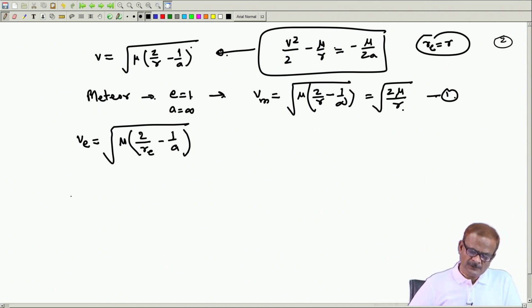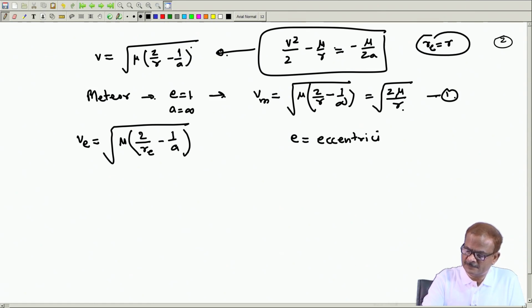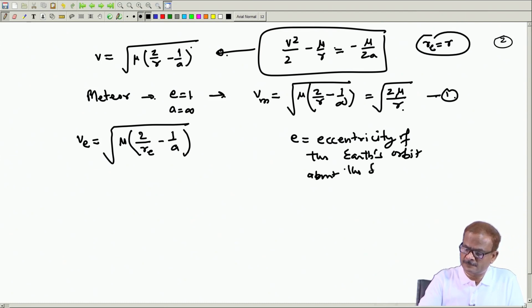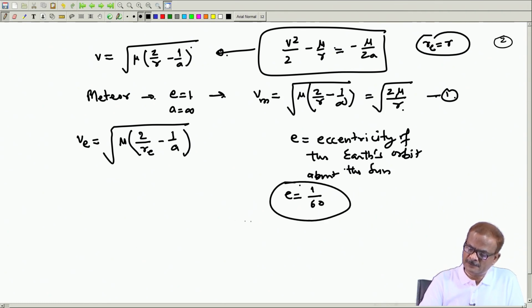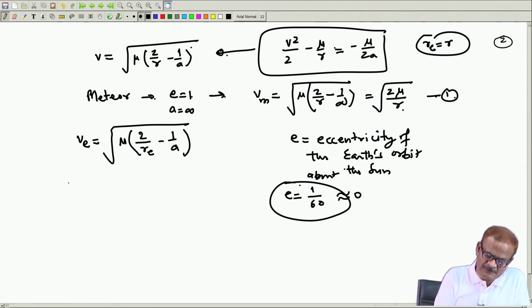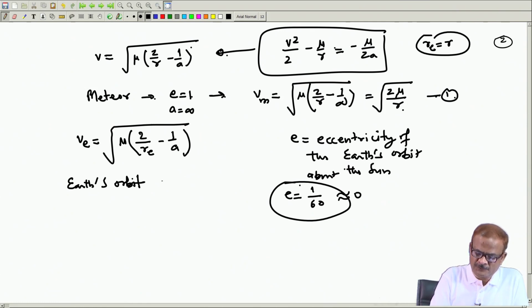And let us assume that the eccentricity of the Earth's orbit about the sun is E equal to 1 by 60 around. Okay. So, this we will assume to be 0. That means we will assume this to be a circular orbit. So, if we assume it to be a circular orbit, this is a simplification, Earth's orbit is circular.